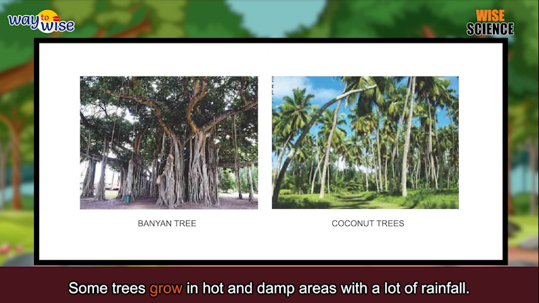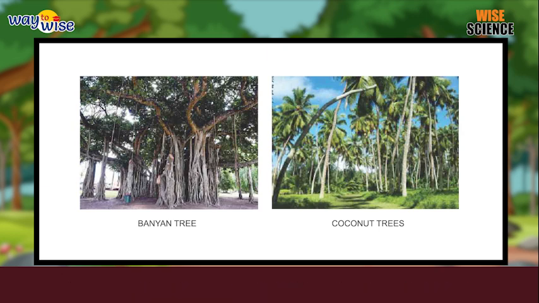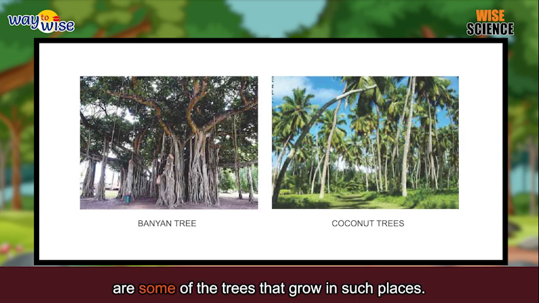Some trees grow in hot and damp areas with a lot of rainfall. These trees do not shed their leaves in winter, they remain evergreen. Teak, sugarcane, tamarind, pepper, and coconut are some of the trees that grow in such places.